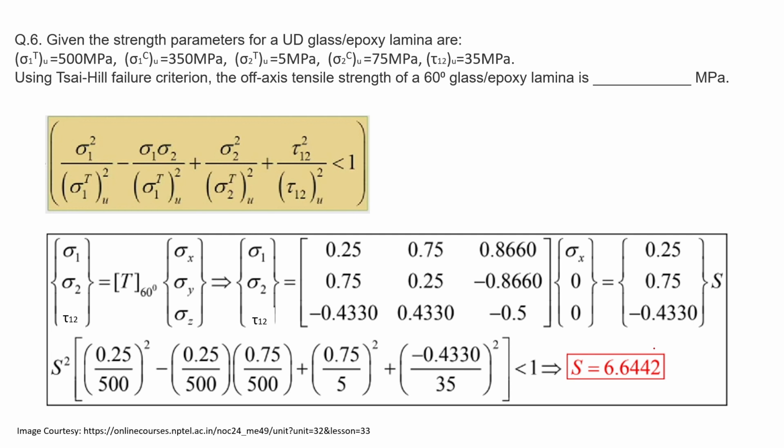The next question is: given the strength parameters for a UD glass epoxy lamina, using the Tsai-Hill failure criteria, the off-axis tensile strength of a 60-degree glass epoxy lamina is.